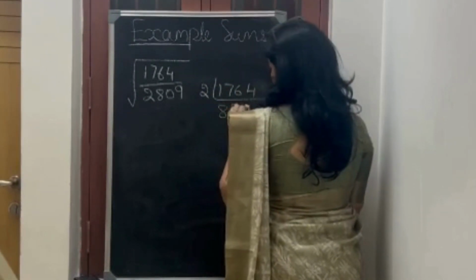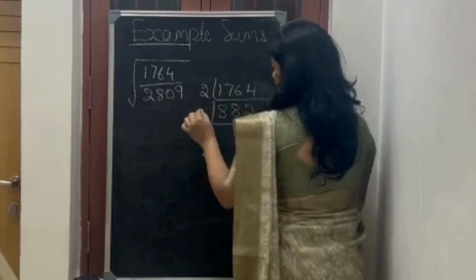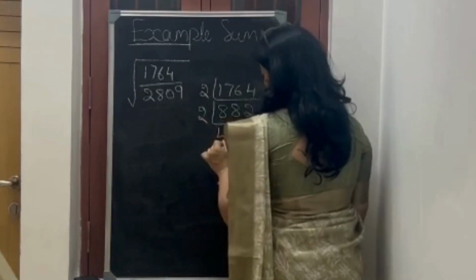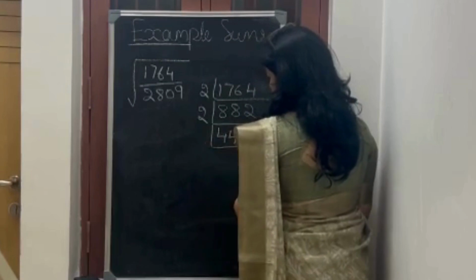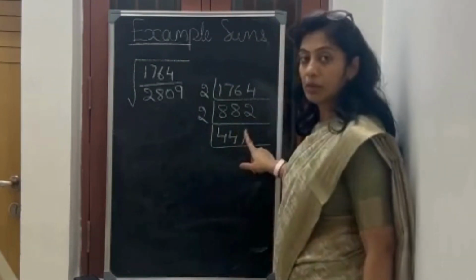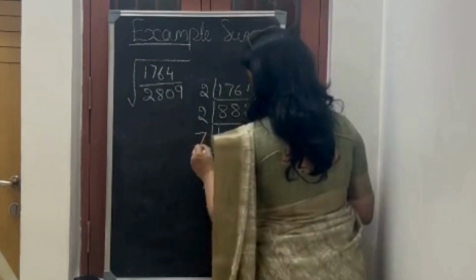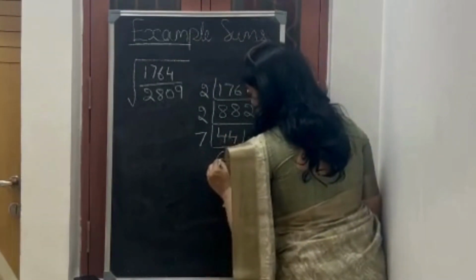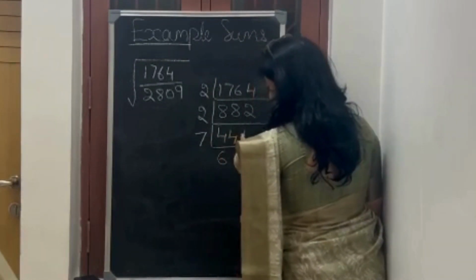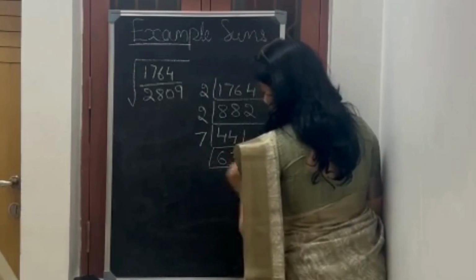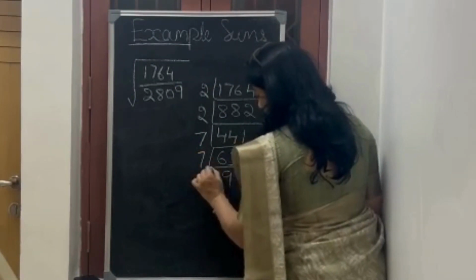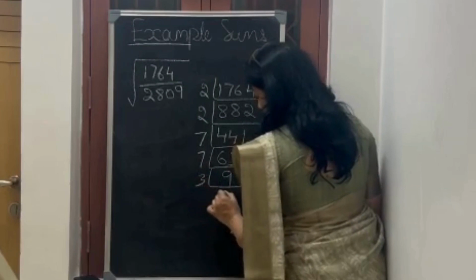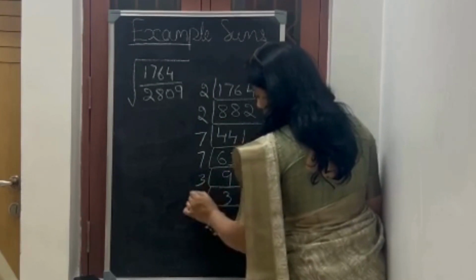Then again 2, 4, 4, 1. This 1 will come in the 7 table. 7 3s are 21, you remember? So 7 6s are 42, 2 will be here and that is 63. Then again 7 9s are 63. Then 3 1s are 3, 3 3s are 9, 3.